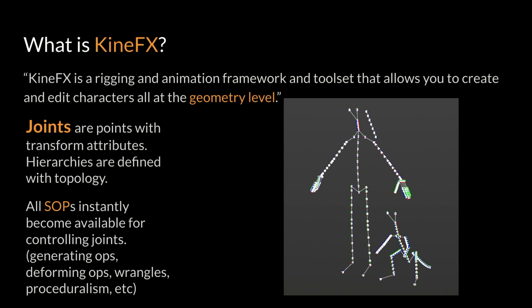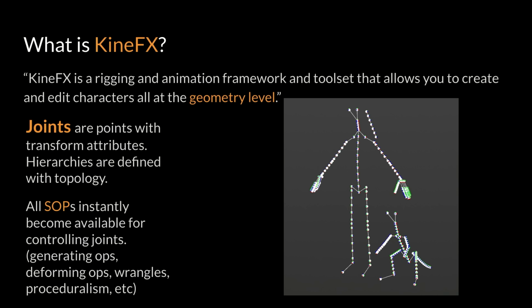KineFX shifts that paradigm and tries to expose controllers and joints as points, so at the geometry level. To do this, we need to add some special attributes on joints so we can transform them, because a point only has a position attribute, which would be its translation component, but we need to add other attributes to represent their rotation and scaling components. Once we add those attributes, the viewport can now understand that and offer handles and manipulators to manipulate those joints, those points, as if they were objects.